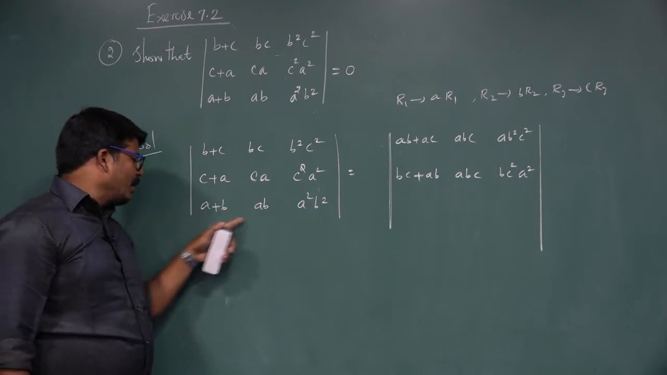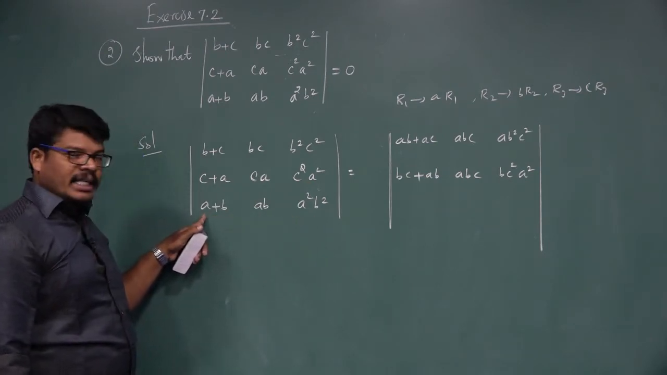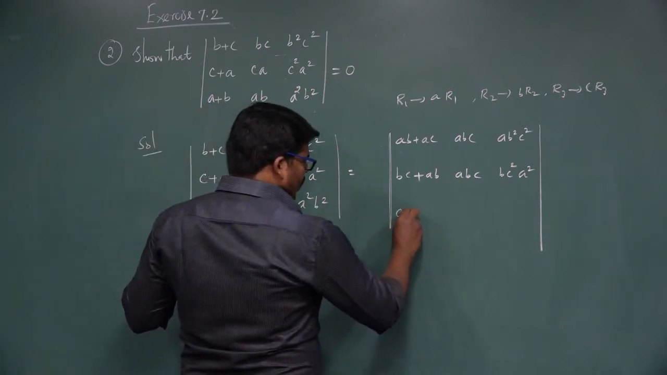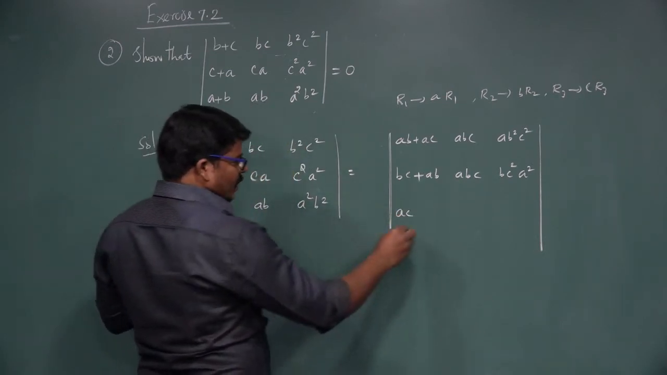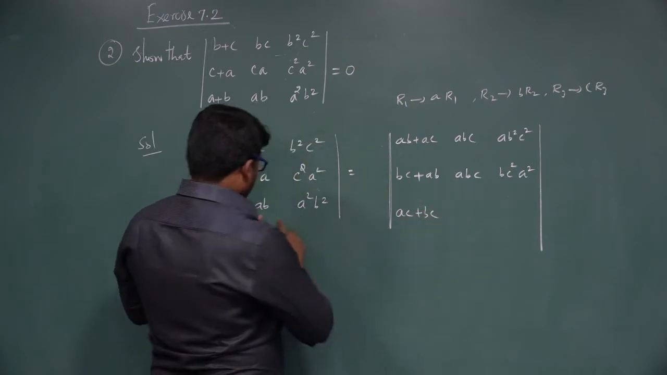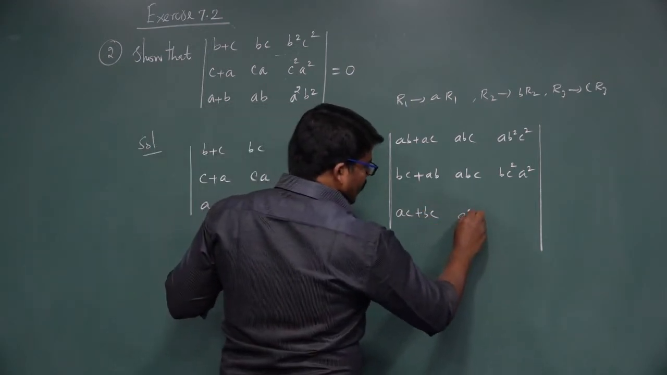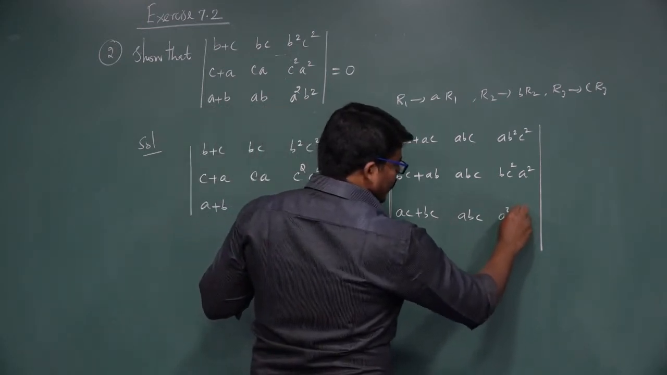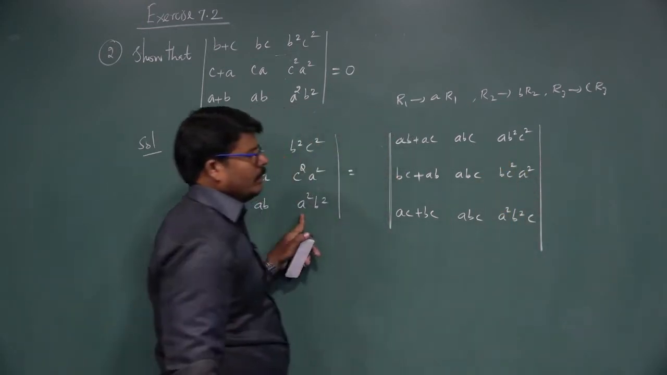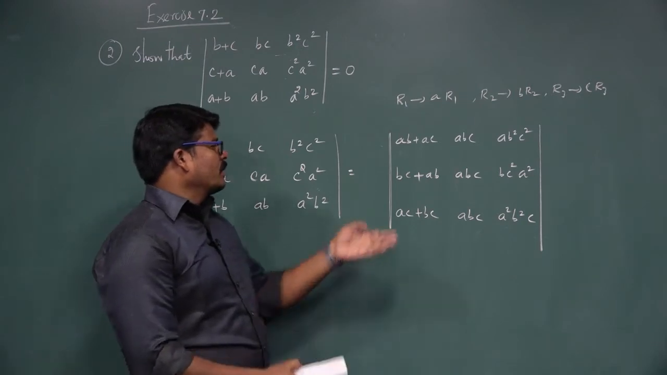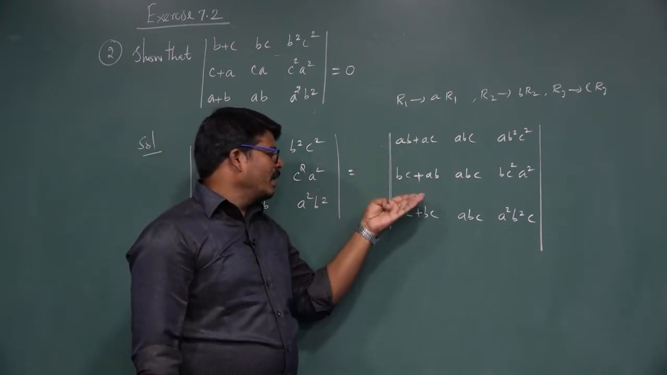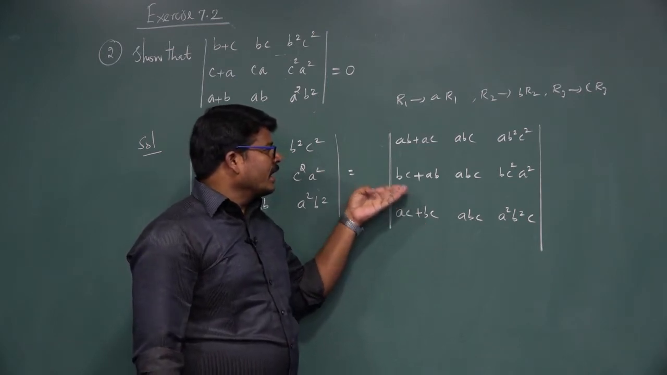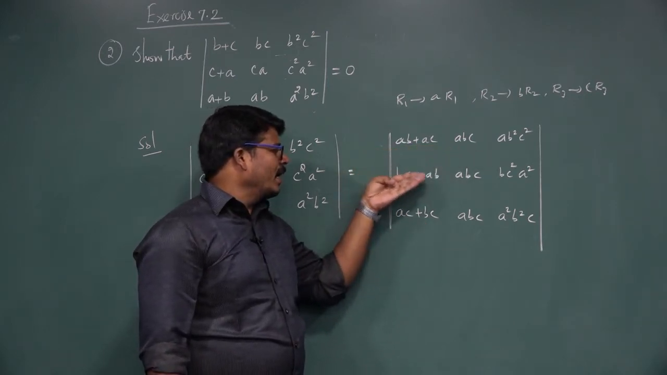Now the third row is multiplied by C into A plus B, that is AC plus BC, next one ABC, and the third one A square, B square, C. So the first row is multiplied by A, the second row by B, and the third row by C.